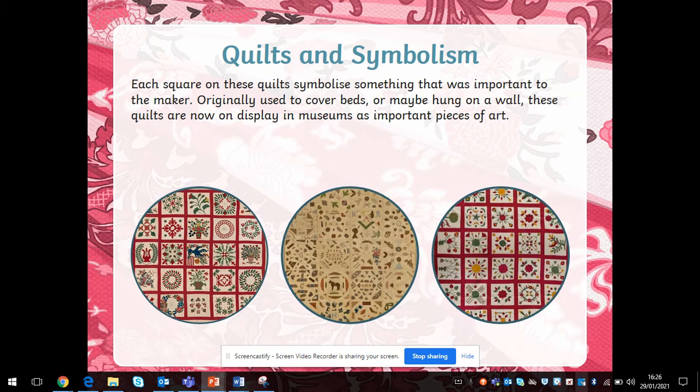So quilts and symbolism. Remember what symbolism is, where we have a symbol that represents something. Each square on these quilts symbolised something that was important to the maker. Originally used to cover beds or maybe hung on a wall, these quilts are now on display in museums as important pieces of art.